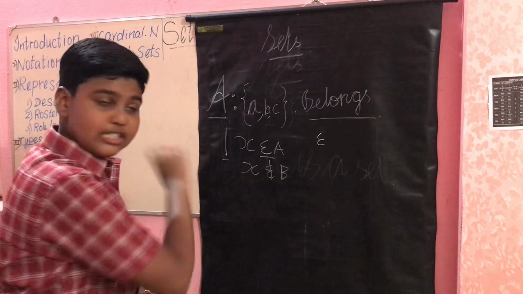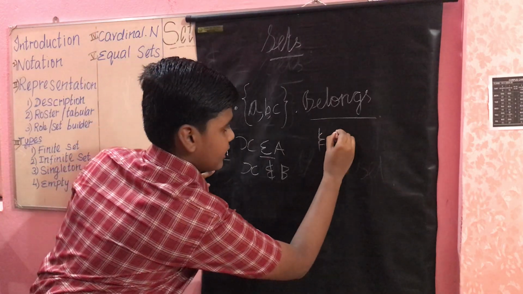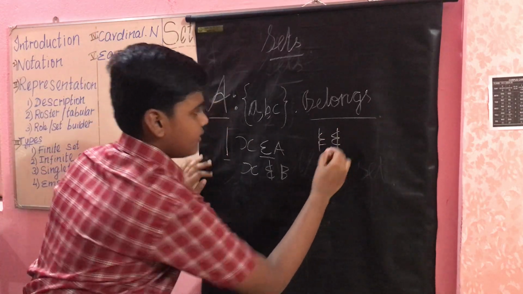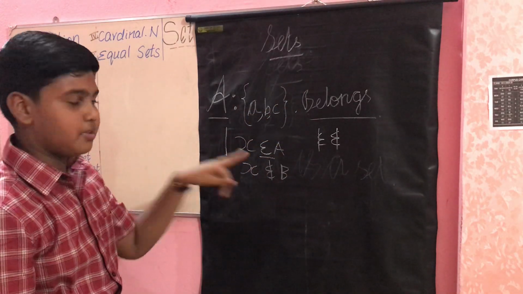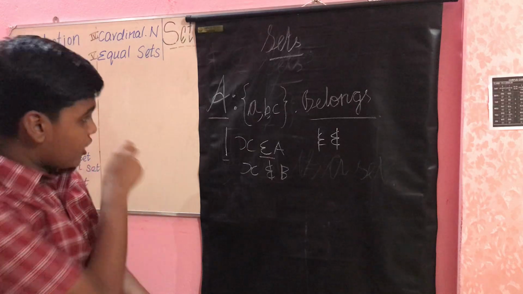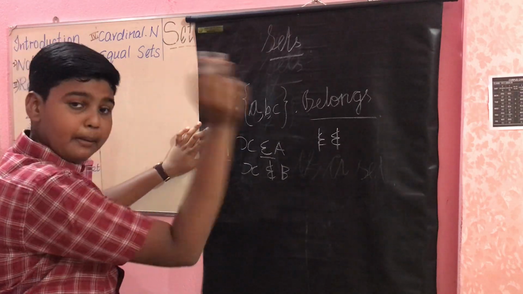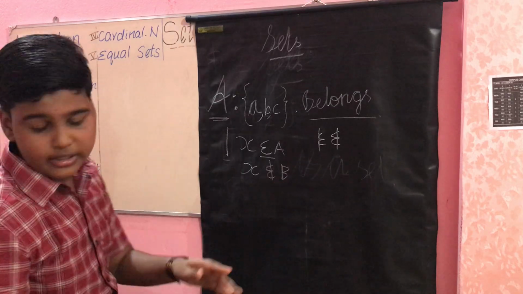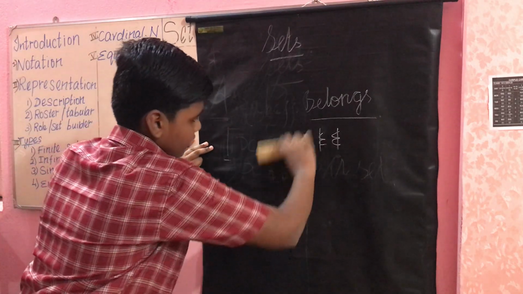Here X does not belong. So does not means just one small slash, the center one slash. I'll show you clearly. That's known as X does not belong to B. So you understood the notation? The set will be written in capital letters and the members will be written in small letters. Okay, now we can learn the representation.